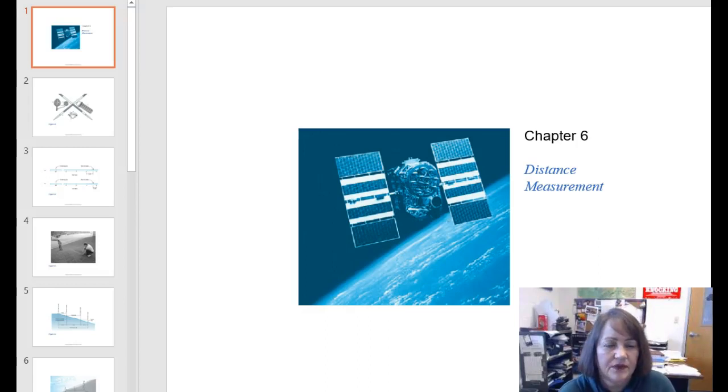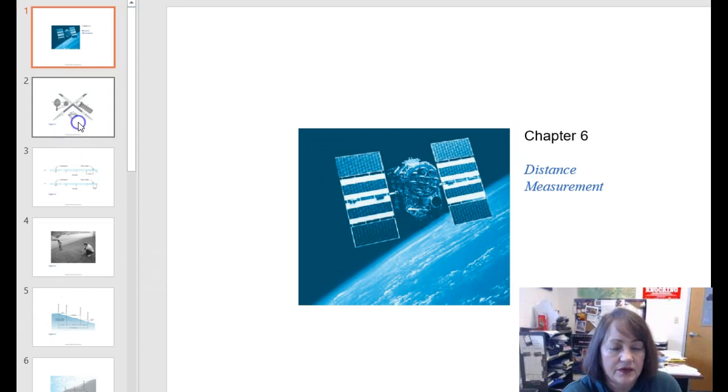Hi everybody. Today we are going to finish our discussion of distance measuring, and we are especially going to focus on the total station. So in the blog today, those of you who are in engineering surveying will refer to Chapter 6 of your textbook. Those of you who are in practical surveying will refer to Chapter 3.